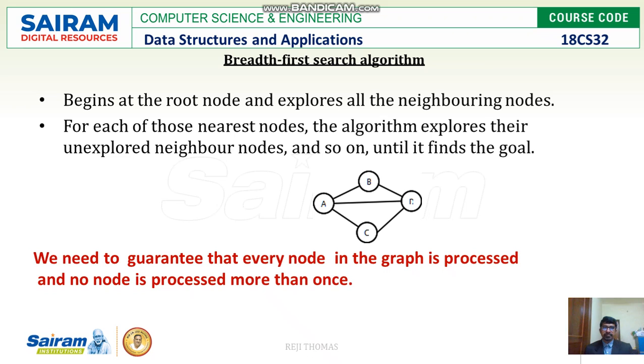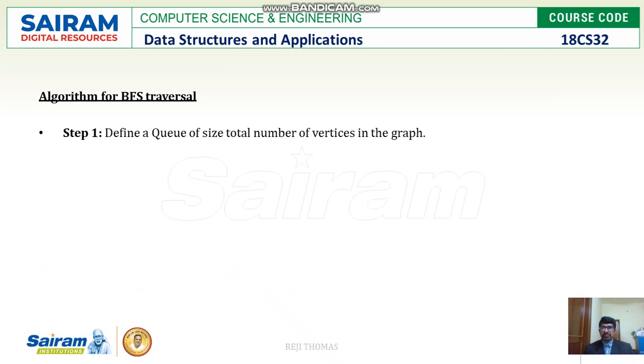So look at the graph which is on the screen. What you have to guarantee is that every node in the graph is visited, and also make sure that every node is processed only once. These things you have to make sure. So let us see the algorithm in detail.